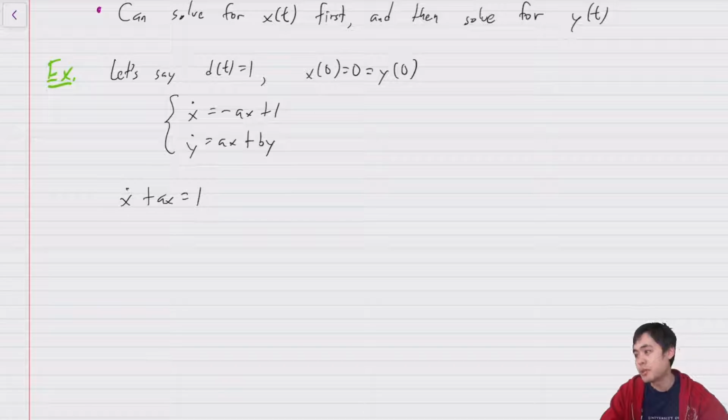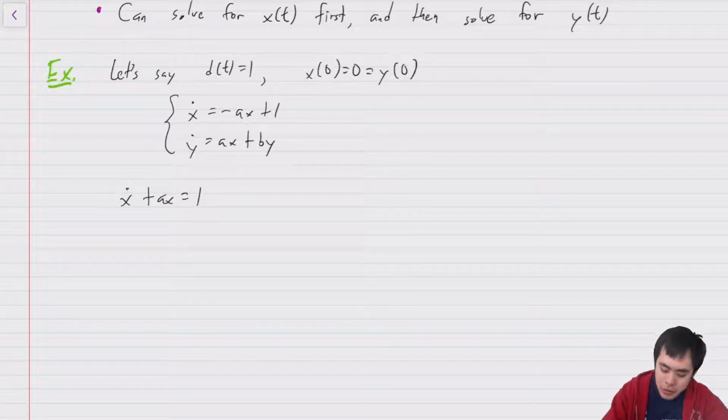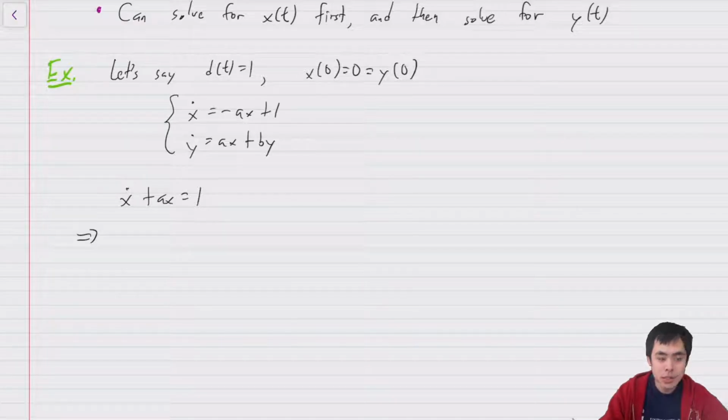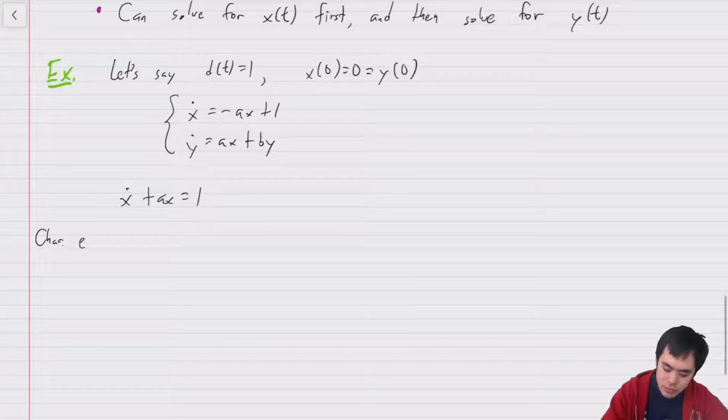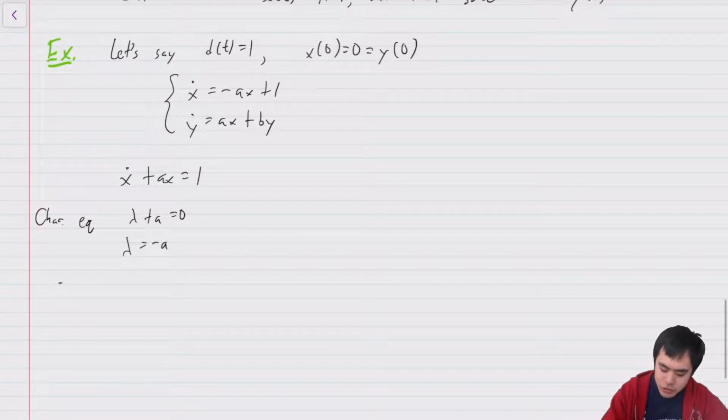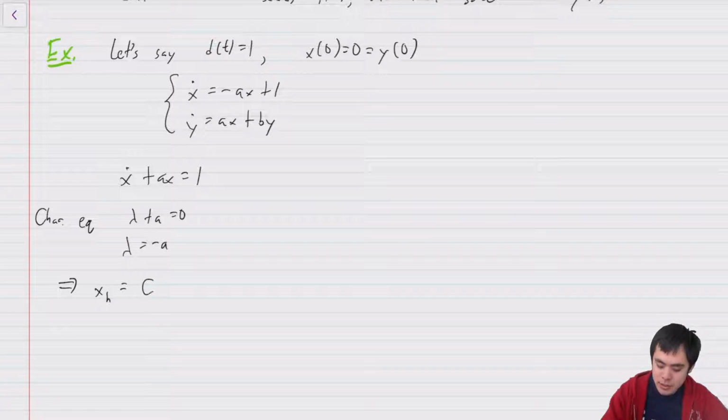You have several different ways of solving it. You can use an integrating factor, or here we can use the characteristic polynomial. So this characteristic equation gives you lambda plus a is equal to 0, lambda is equal to minus a, which implies that the homogeneous solution is equal to c times e to the minus at.